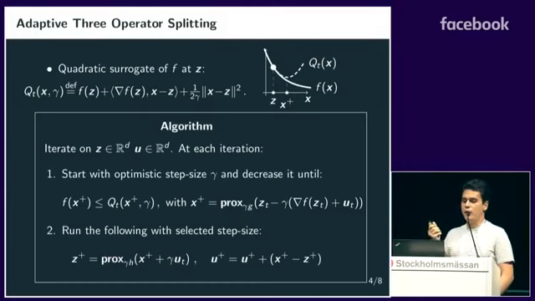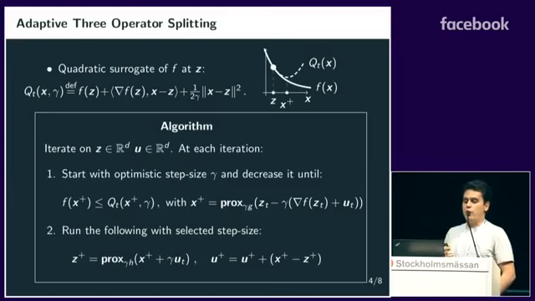through a method that we call adaptive three-operator splitting, where the main idea is to not fix the step size in advance, but to decide the step size at runtime based only on local information of the objective. And for this, we use a classical concept in machine learning, which is that of surrogate optimization. Instead of finding the best step size for our objective, which can be very hard, what we do is replace our objective by a quadratic surrogate and then choose the step size for that quadratic surrogate, which is a much easier problem.